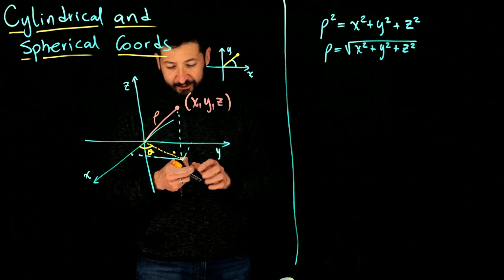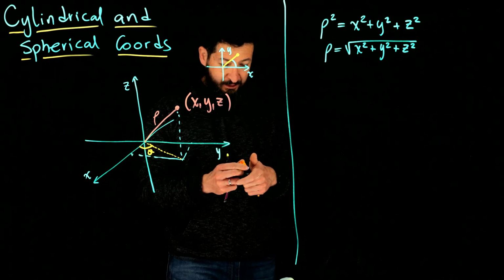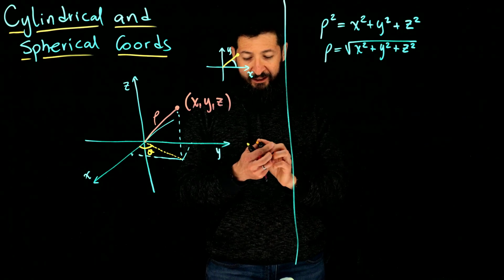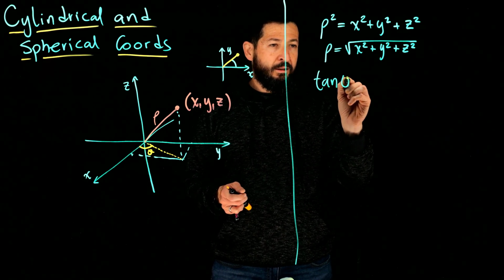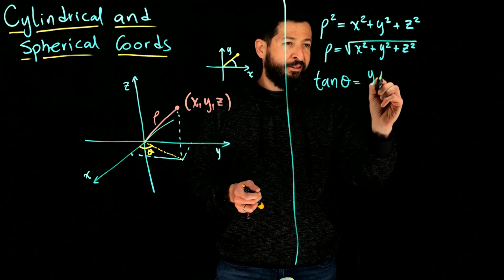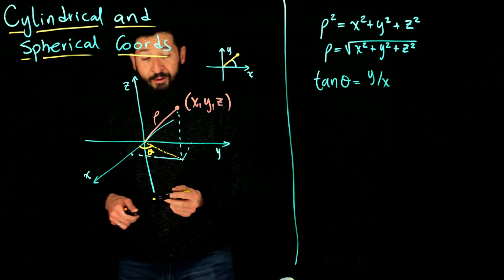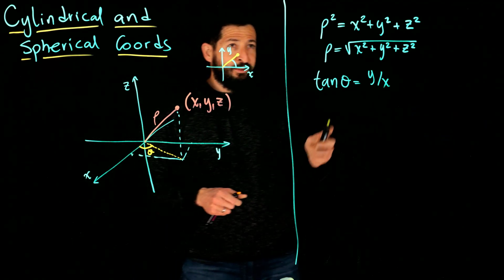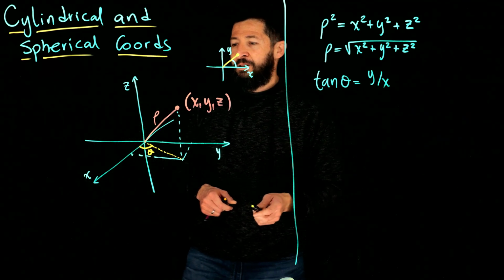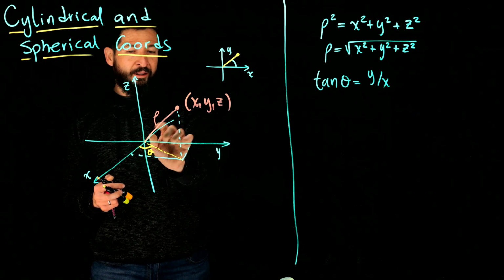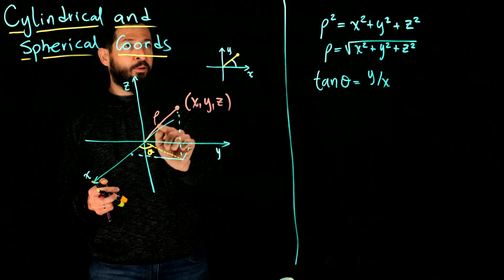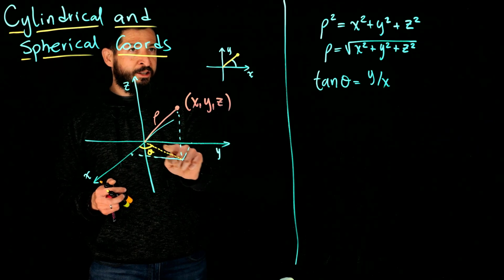So in that case, theta will satisfy the equation that the tangent of theta is still going to be y over x. So that is still the same. But now we don't have z equals z. That's going to be the distinction. Because now we don't have the radius r, we have the radius rho that goes all the way to the point, not to the projection.